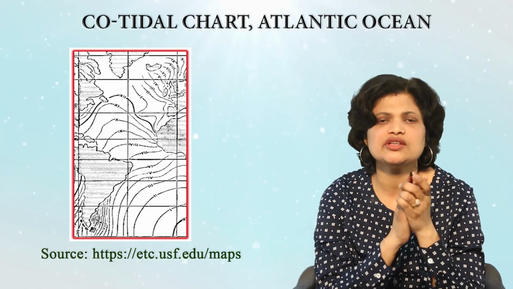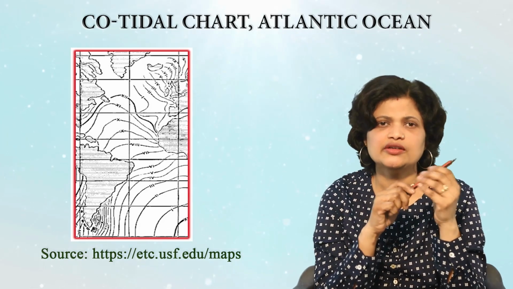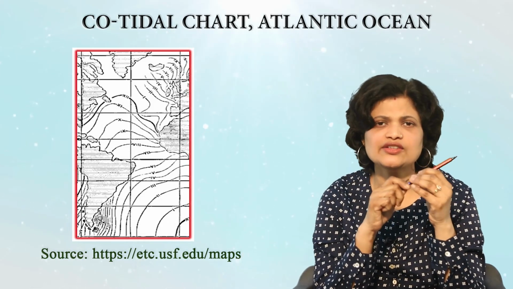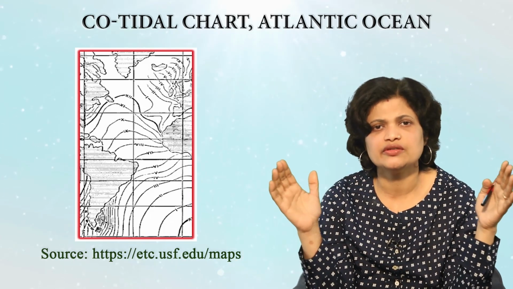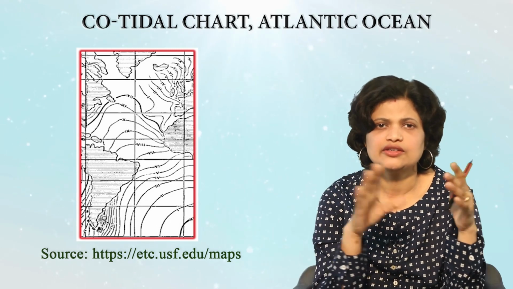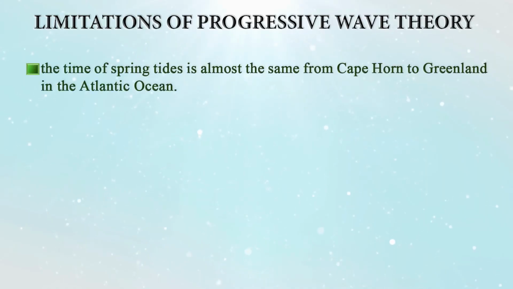You can also search in the map for co-tidal lines of the world. You can Google it and you can see good maps of the entire world, with co-tidal lines shown that way. Now, what are the limitations of this progressive wave theory? The time of the spring tides is almost the same. There are examples like from Cape Horn in South America to Greenland in the Atlantic Ocean, where the entire meridian has the same time of spring tides.